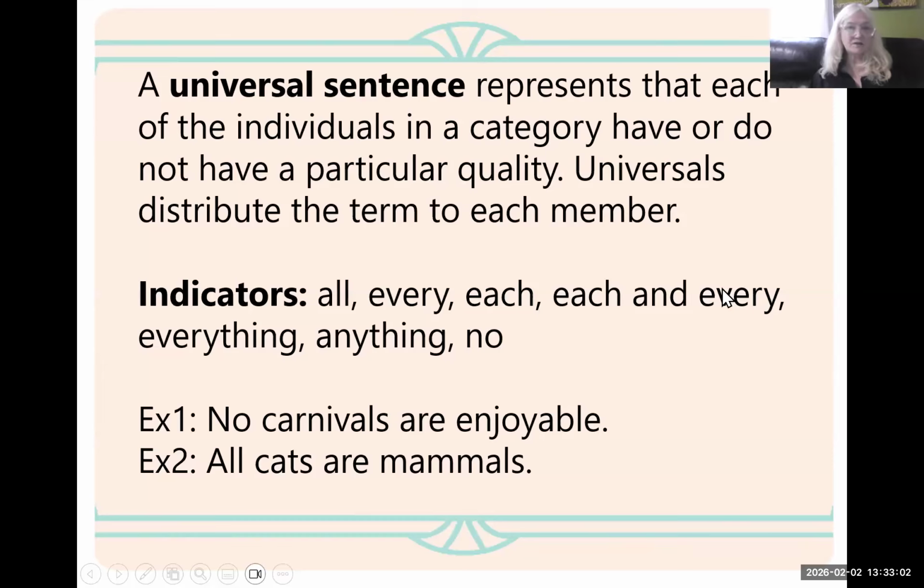These represent that each of the individuals in a category have or do not have a particular quality. Universals distribute the term to each and every member. So indicators of universal reasoning include all, every, each and every, everything, anything, and no. So for example, no carnivals are enjoyable and all cats are mammals. Those are both universal sentences.